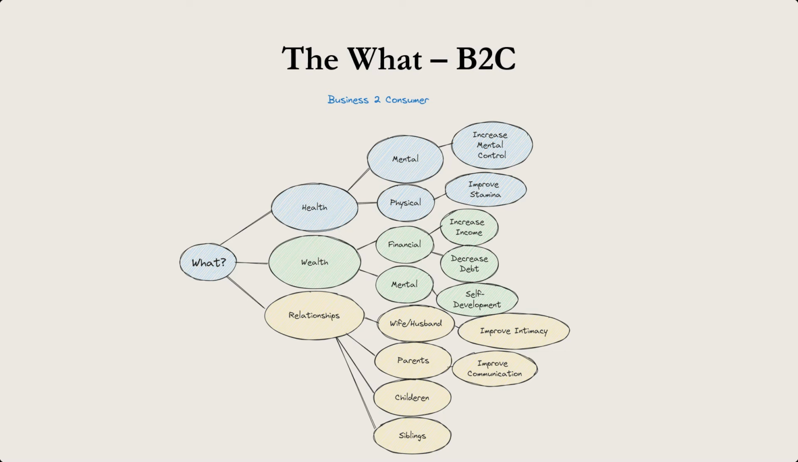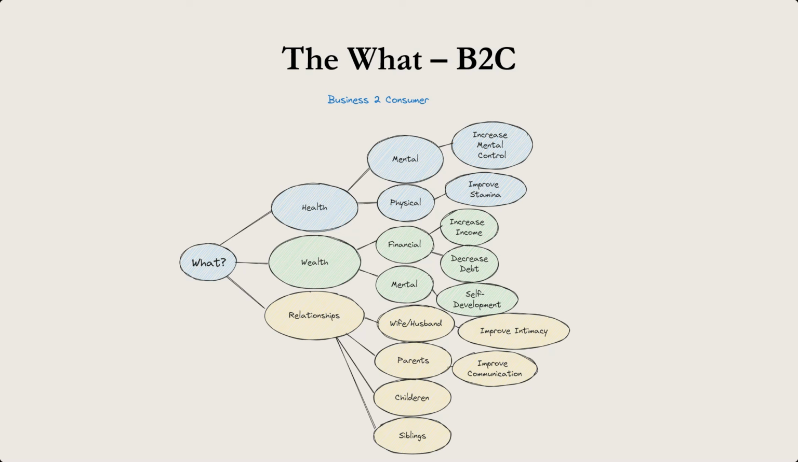So, I have divided the what question into B2C and B2B because the what is completely different for both target markets. The what for a B2C market looks at what you're helping people with. So, starting out very generic with their health, wealth, or relationships. Then digging deeper, you start asking questions like: do I help people with their mental or with their physical health, or perhaps with financial wealth, or perhaps do I improve relationships of wife and husband, or relationships with children or siblings?